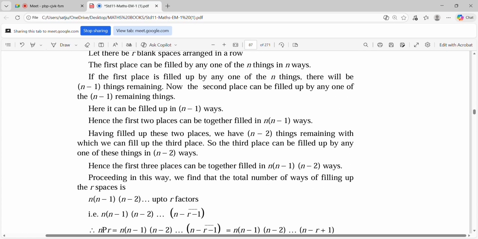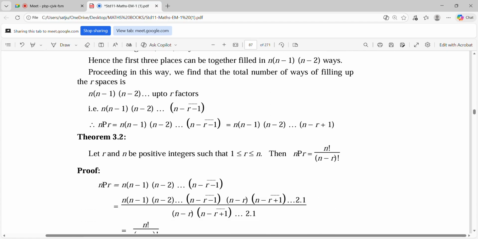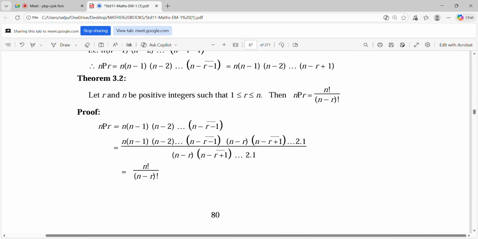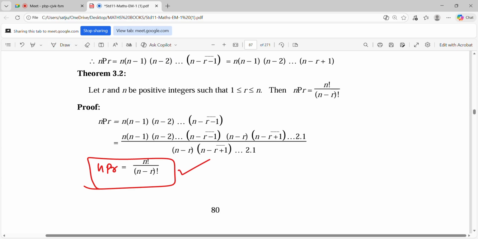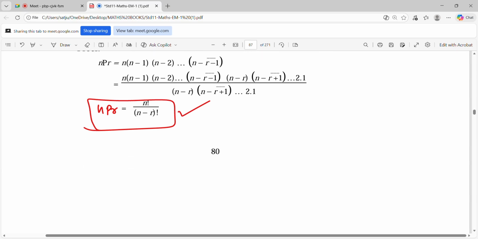These and all are not required. As I mentioned, to derive the formula only they are writing this kind of explanation. Not required. This alone you take. Already I explained: nPr is equal to n factorial by n minus r factorial. Right? Shall I move to the next? Okay.